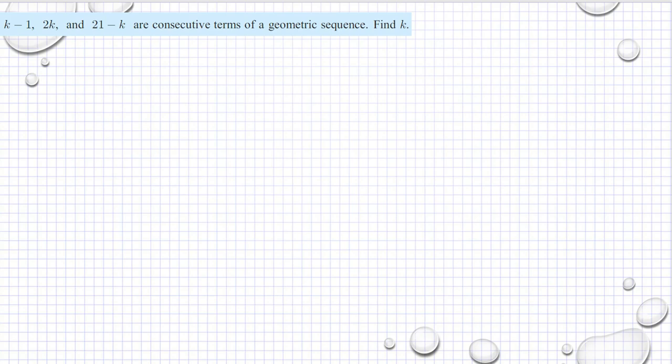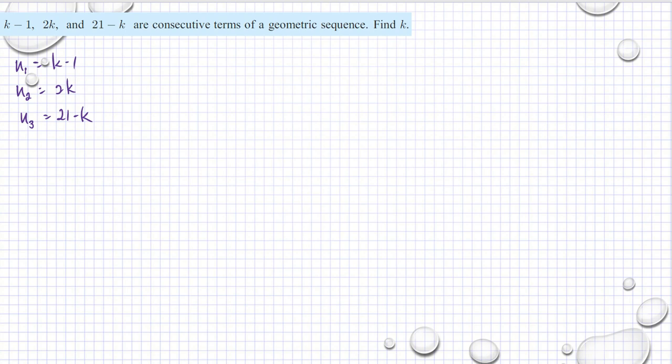Okay, more example. We'll come back. k minus 1, 2k, and 21 minus k are consecutive terms of a geometric sequence. Find k. So we have our u sub 1 is equal to k minus 1. u sub 2 is equal to 2k. u sub 3 is equal to 21 minus k.